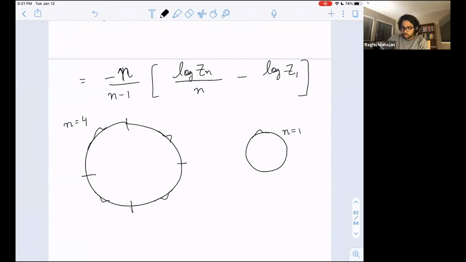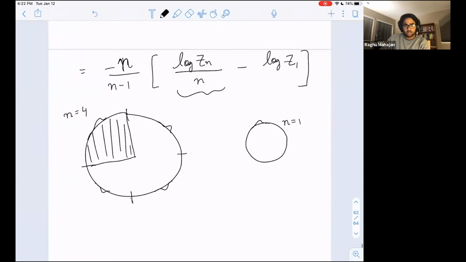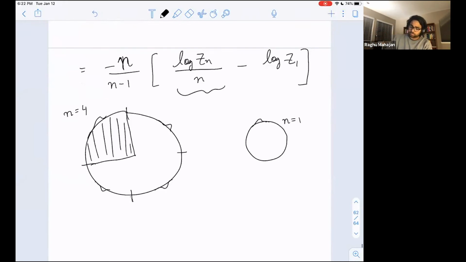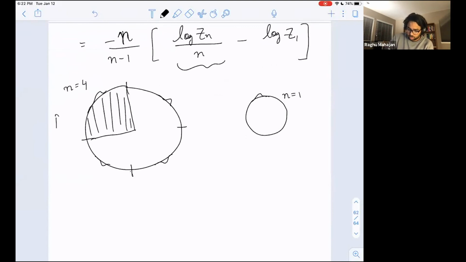Okay, this object here is the action of one of these pi wedges. So a contribution of this wedge, the action is just 1/4 of the total action. Log of Zn is the on-shell action, and 1/n of that is just the action from this pi, I meant pie, like this little section of the pie.